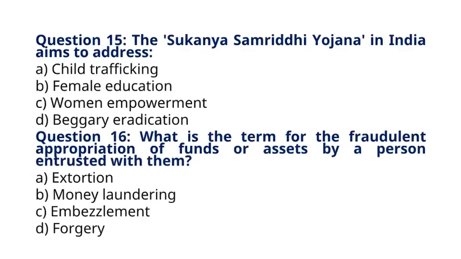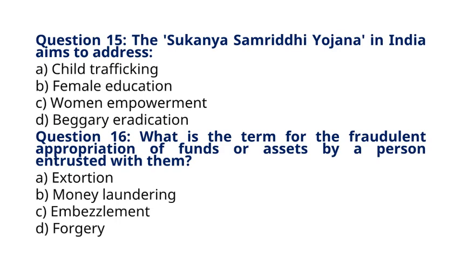Question 15. The Sukanya Samriddhi Yojana in India aims to address A. Child trafficking. B. Female education. C. Women empowerment. D. Beggary eradication. The correct answer to question 15 is option C. Women empowerment. Explanation: the Sukanya Samriddhi Yojana is a government scheme in India aimed at promoting the welfare of the girl child, including financial security and empowerment.